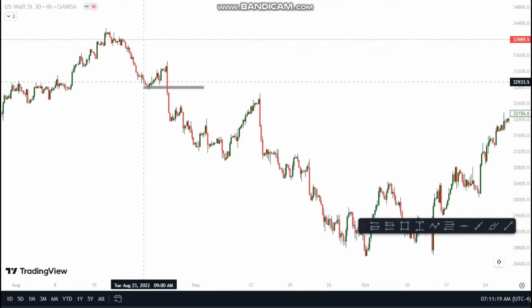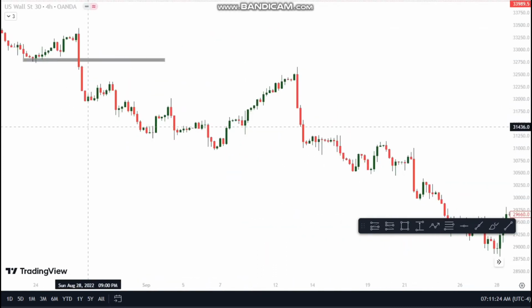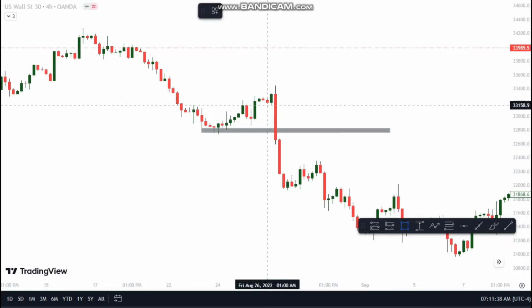This is our supply. To mark this supply, you are going to use this last bullish candle, from the wick of this last bullish candle to the top of this long bearish candle. That is going to be our supply zone. Make sure it's exactly on it.